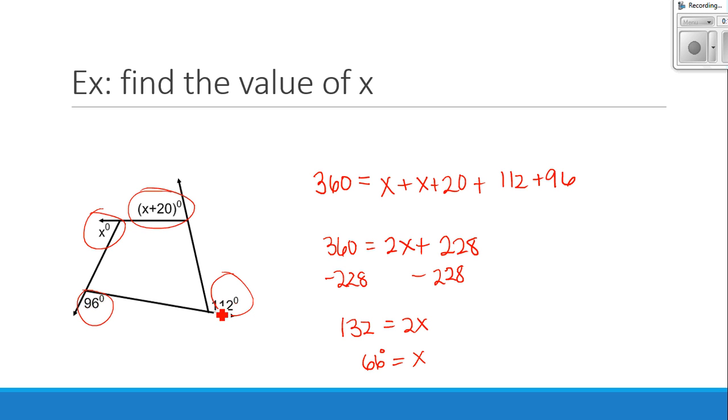Now, does that mean these are all 66? No, it means this one is 66, and this one would be 86 degrees. And if you added those all up, they should equal 360 degrees.